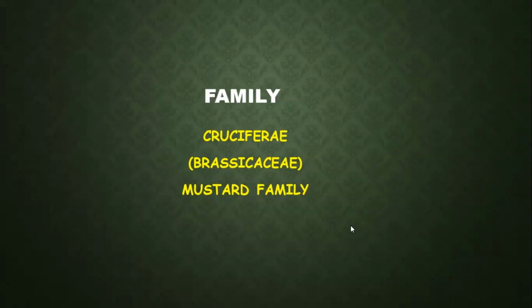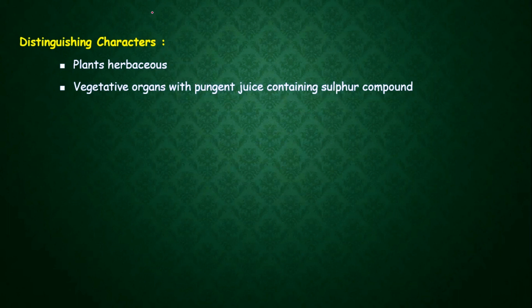Let us discuss this family's general characters and some economically valuable plants one by one. So try to remember, Cruciferae is otherwise called the Brassicaceae family. Mostly these family members are herbaceous. What do you know about herbaceous? Small plants. For example, you all know the mustard plant. Mustard is a small herbaceous plant. So most of these family members grow in a small herbaceous form.